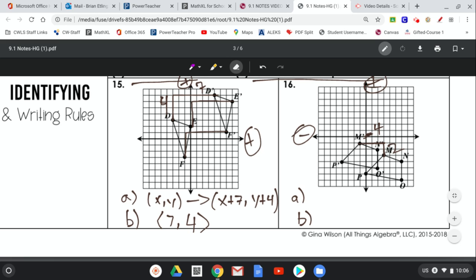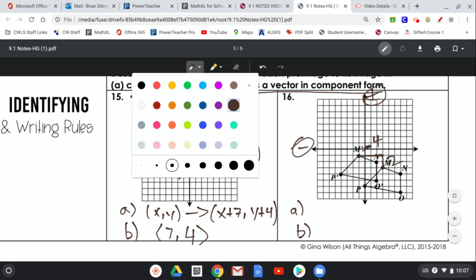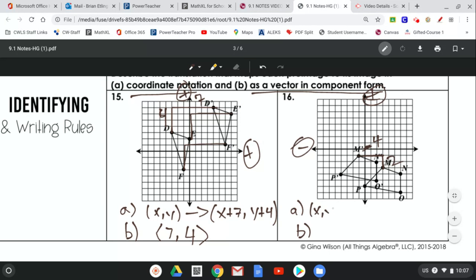So we're finishing up the last one on translation. We said we went up 2 and to the left 4, so that'd be a -4. Writing our first rule in coordinate notation, we use that x comma y. For any x or y value that we have, we're going to say x minus 4, okay? And then we're going to have y plus 2. All right. And then in vector notation, it's just going to be -4, 2. And we're done.